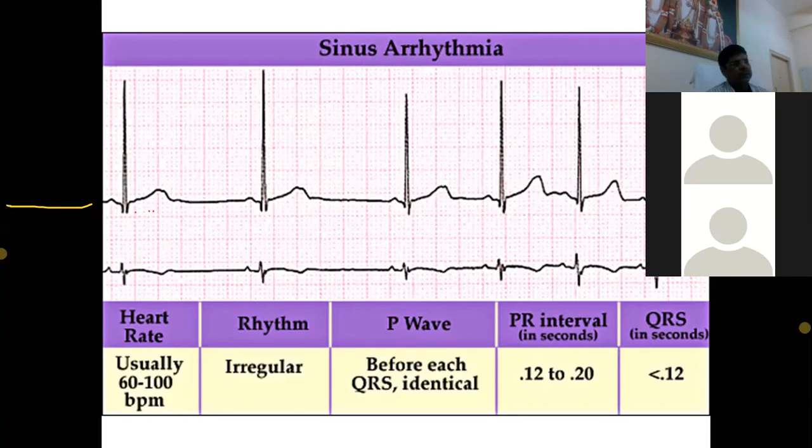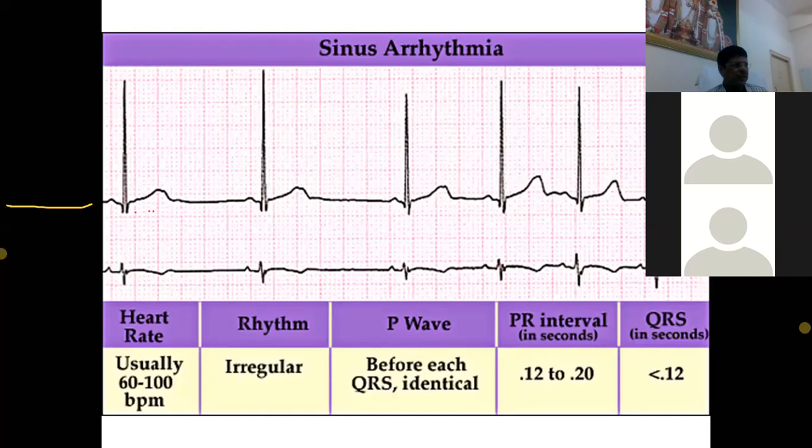Sinus arrhythmia is an increase in heart rate with inspiration and a decrease in heart rate with expiration. So it is easy to remember: I and I. Heart rate increases with inspiration. Heart rate decreases with expiration. And this is very much pronounced in young adults, say anywhere between 18 to 30 years.